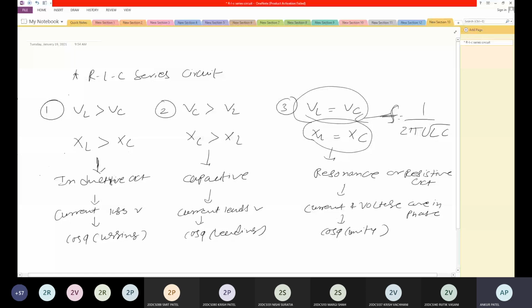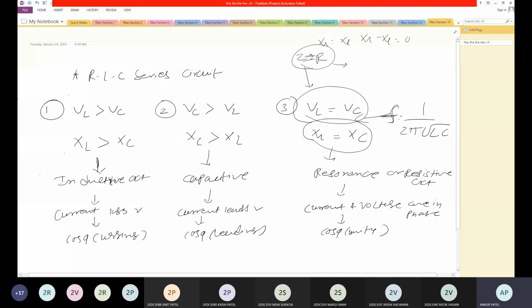Same for VC greater than VL and VL equal to VC. So anyone can tell me during resonance what will be the impedance? It will be equal to resistance. Will it be minimum or maximum? It will be minimum, obviously, because XL and XC are removed, XL equal to XC, or you can say XL minus XC equal to 0. So Z becomes equal to R.